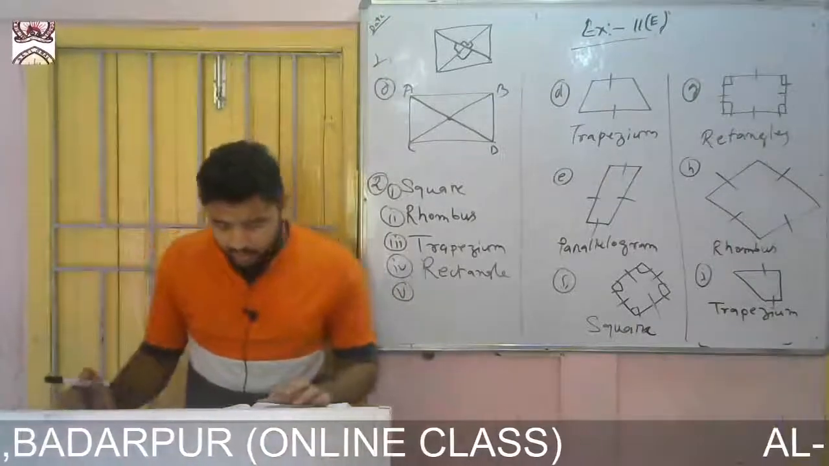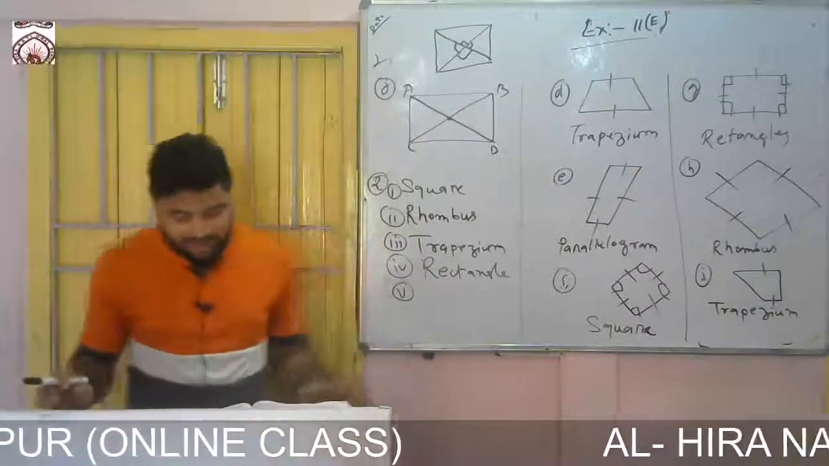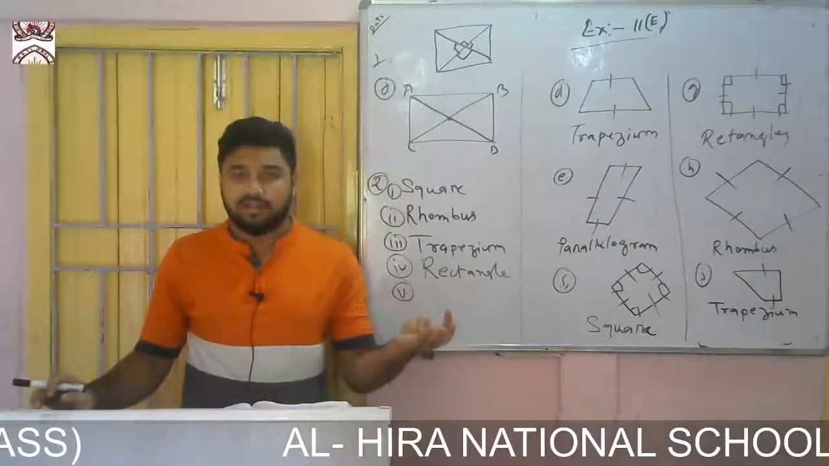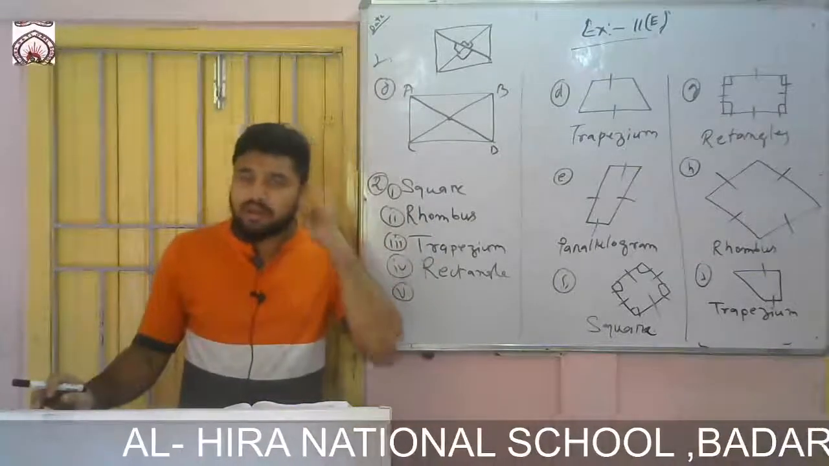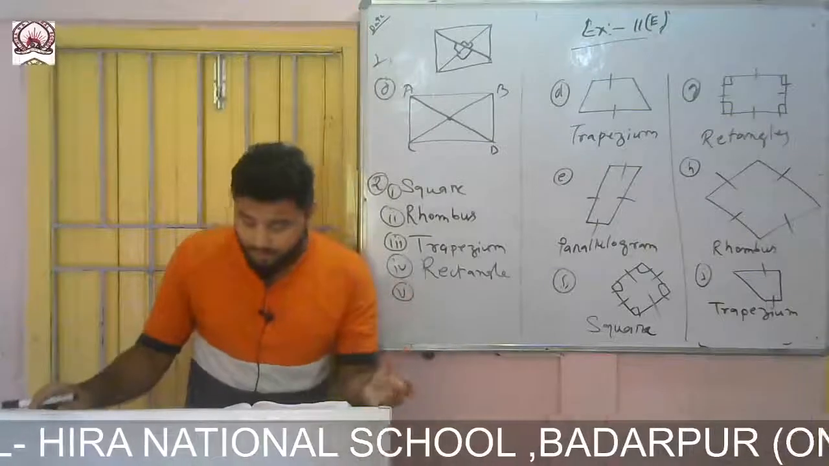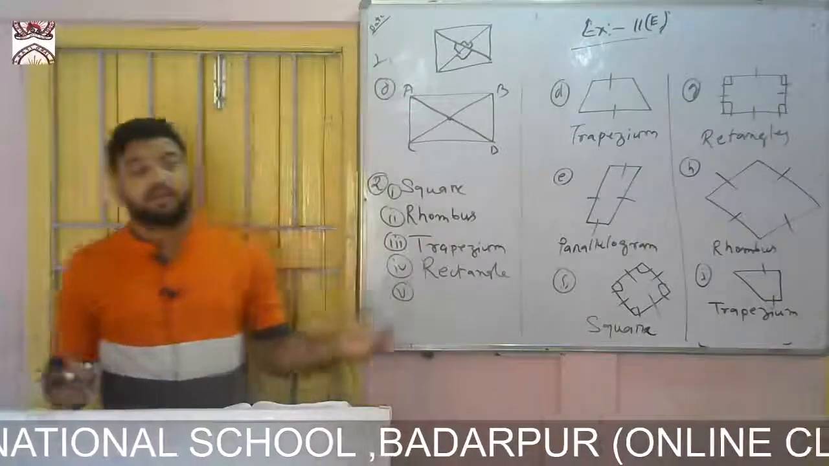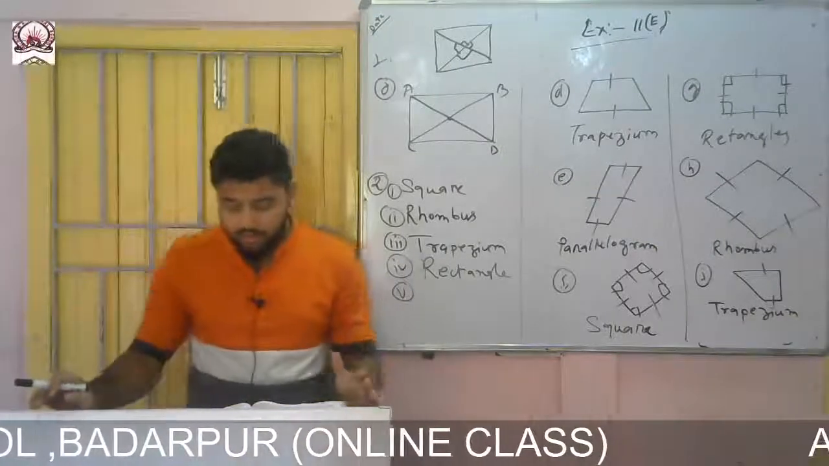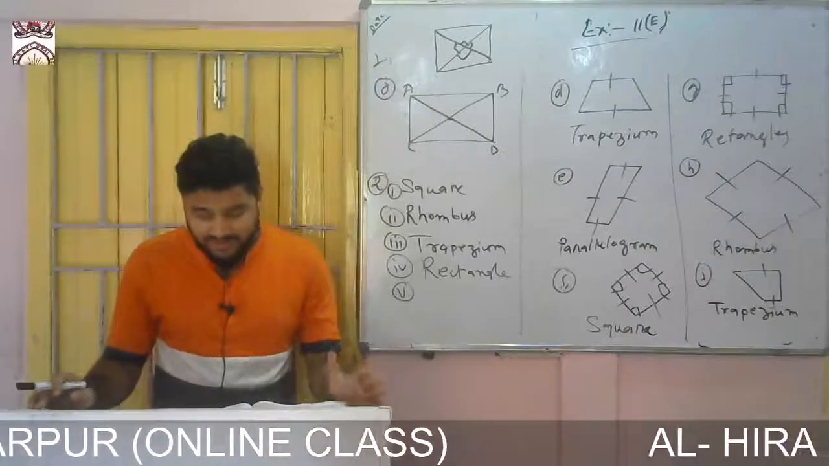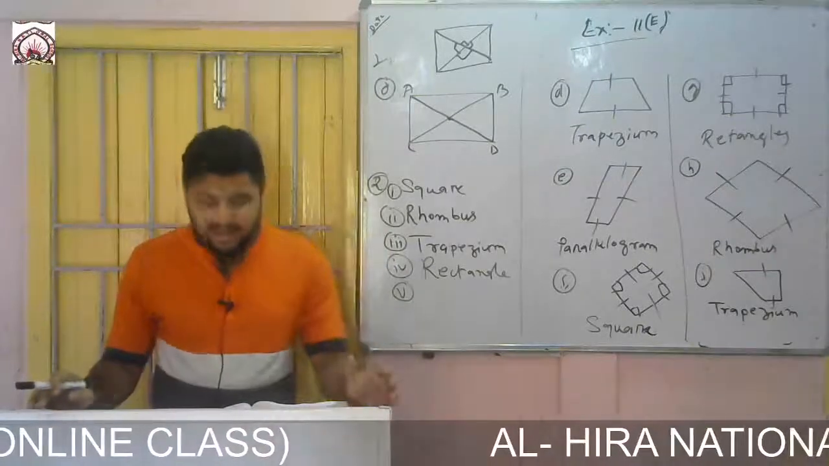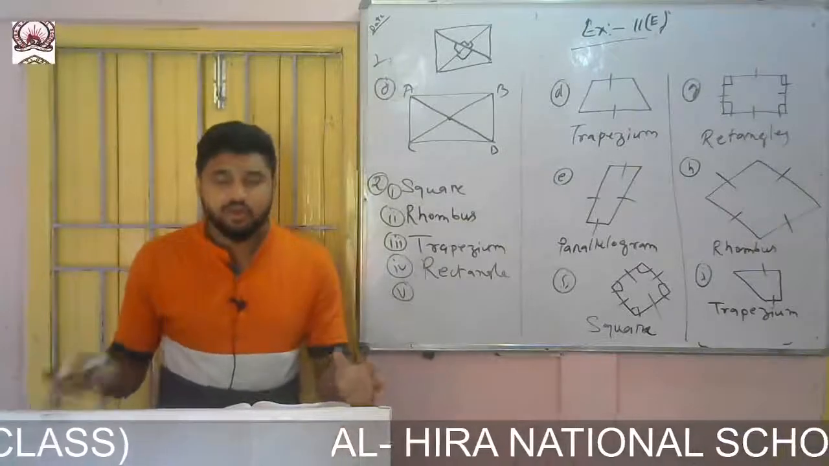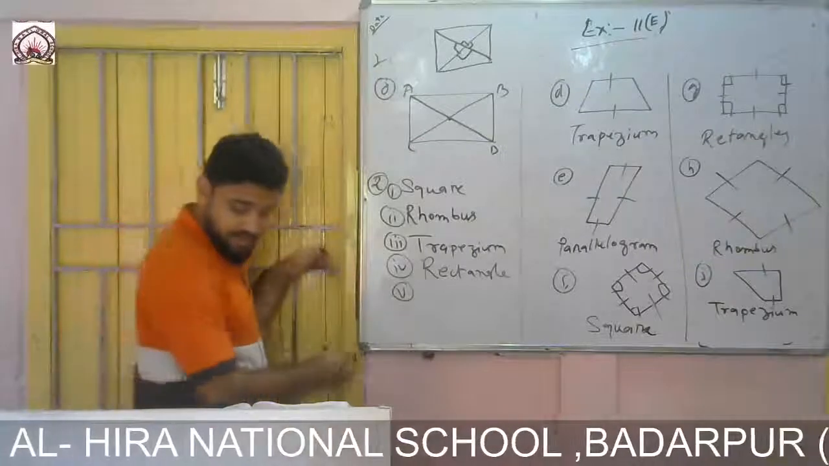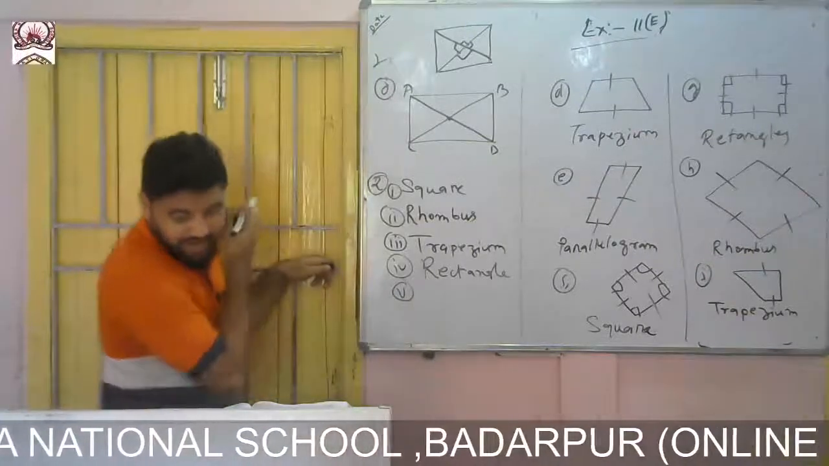Now come to 5. All the rectangles, square and rhombus are parallelograms. A rectangle is a parallelogram, a square is a parallelogram, a rhombus is also a parallelogram, because in a square all the sides are equal and all the sides are parallel. In rectangles, two pairs of parallel lines. In a rhombus, two pairs of parallel lines. So they are special types of parallelogram. So number 5, it's a parallelogram. But trapezium is not.